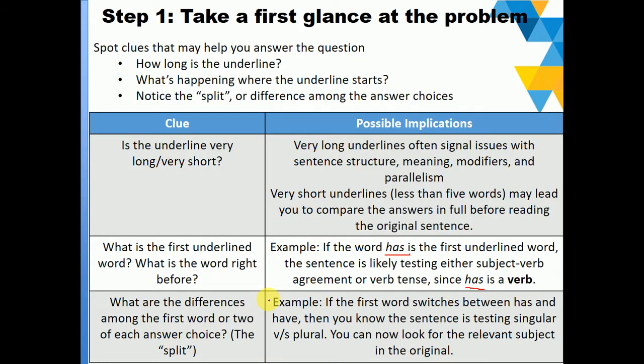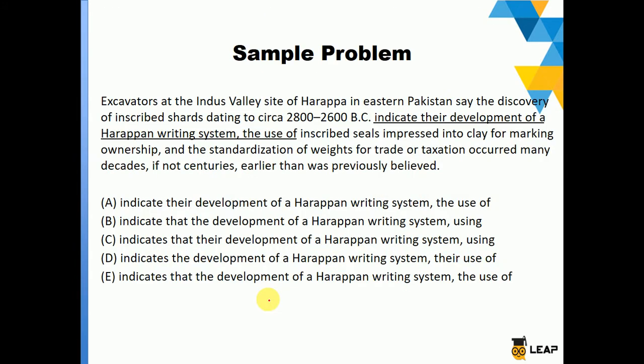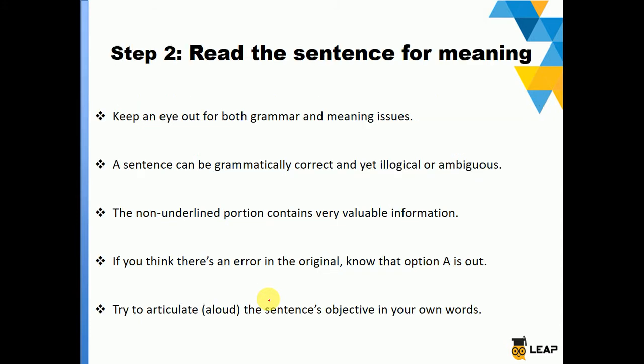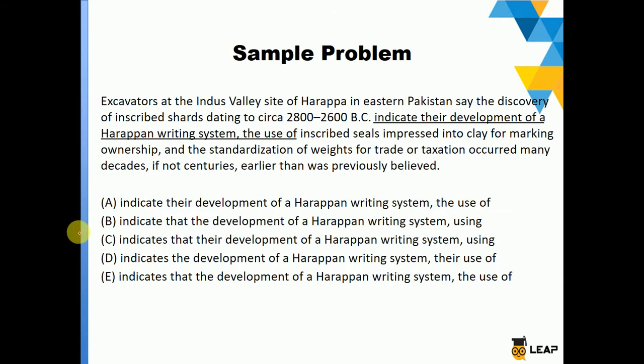Let's find out. Okay, so now that we've had a look at the sample problem, the next step is to read the sentence alone for meaning. So the sample problem with just the sentence at the top need not be read very carefully when you're taking your first glance. But in your step 2, you must actually go through every sentence, every line carefully and try to understand what it is trying to tell you, what the meaning is.